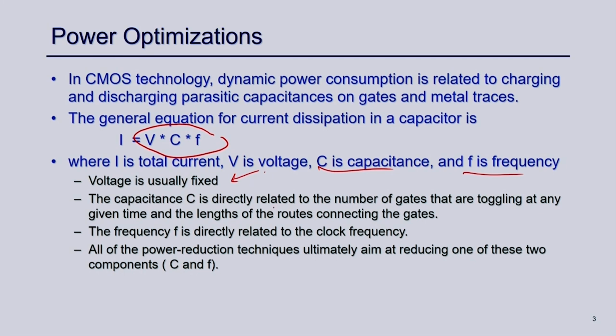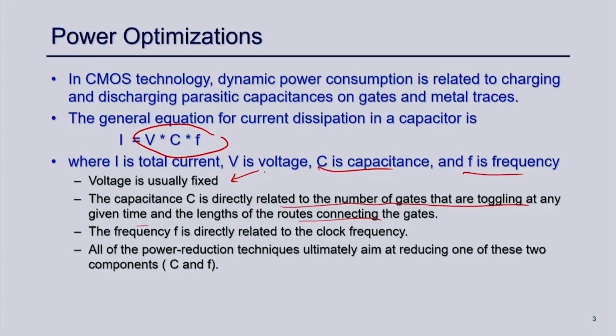The capacitance is related to the number of gates that are toggling at a given time and the length of the routing interconnections. At a very high level, the capacitance depends on the number of togglings. Toggling means when your data state changes from 0 to 1 or 1 to 0. Whenever you have a lot of togglings, your capacitance will increase and your total power consumption will increase proportionally. The third parameter is the frequency, the clock frequency, and the power consumption is also directly related to the frequency of the clock.